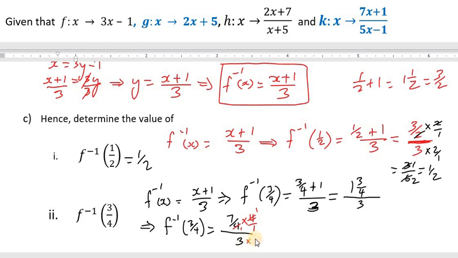And then we also multiply this by 4 over 1 as well. So this will be equal to, since we have 1 times 7 is 7, and 3 times 4 gives us 12. And of course, this cannot be simplified any further, so our answer is 7 over 12.